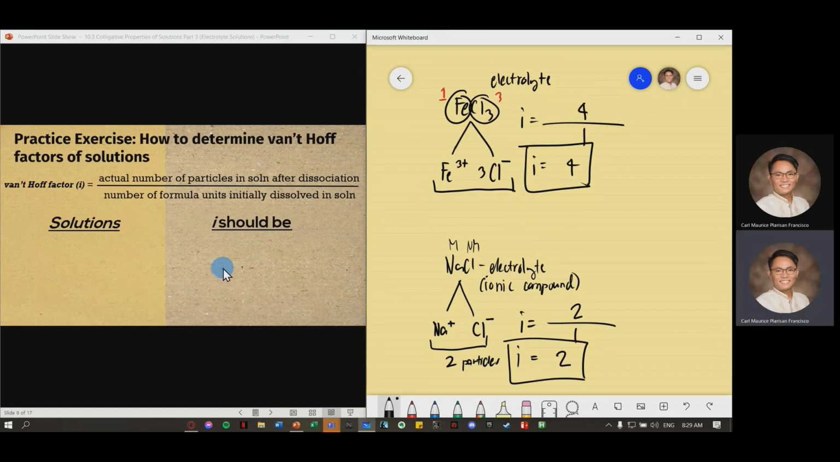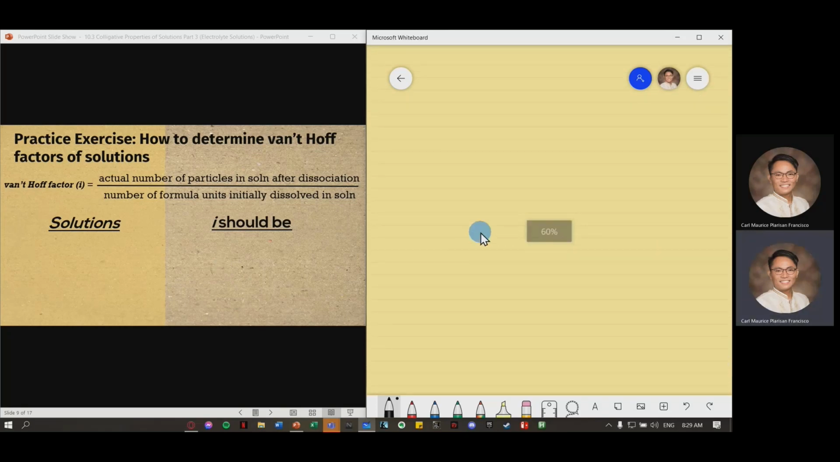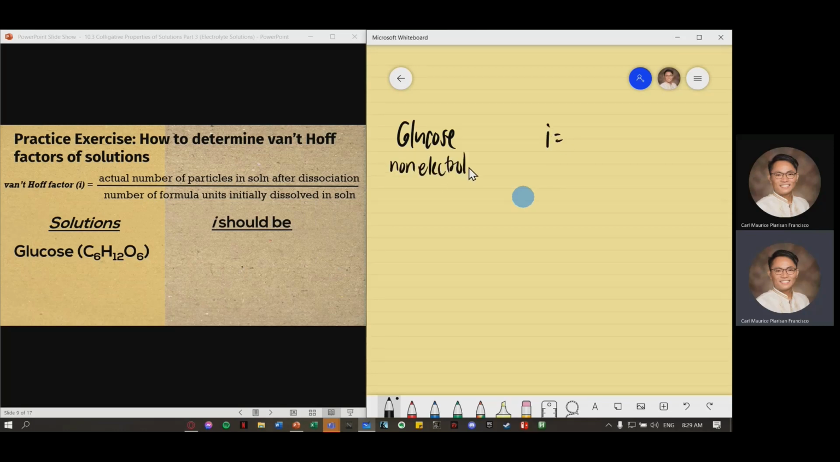Okay, so let me give more examples. Practice exercise, glucose. Now glucose, once again, is a non-electrolyte. Ang glucose po ay isang uri ng covalent compound. So dahil covalent compound ang glucose, automatically non-electrolyte, so ang Van Hoff factor ay 1. Okay, 1. How about NaCl?